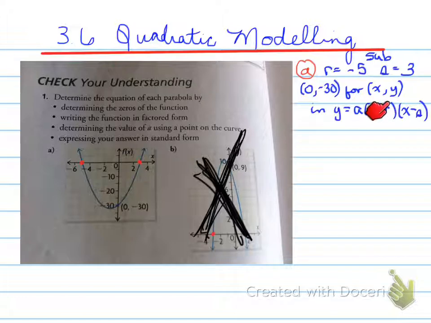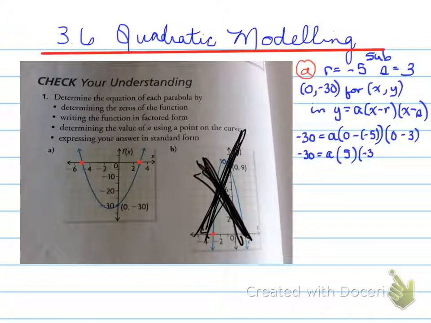What's y, folks? Well, y is -30 equals a times (x, which is 0, minus -5) times (x, which is 0, minus s, which is 3), and we're going to plug this all in. So we have -30 is equal to a times 5 times -3, which is -30 equals -15a. We divide both sides by -15, and we find out that a is equal to 2.